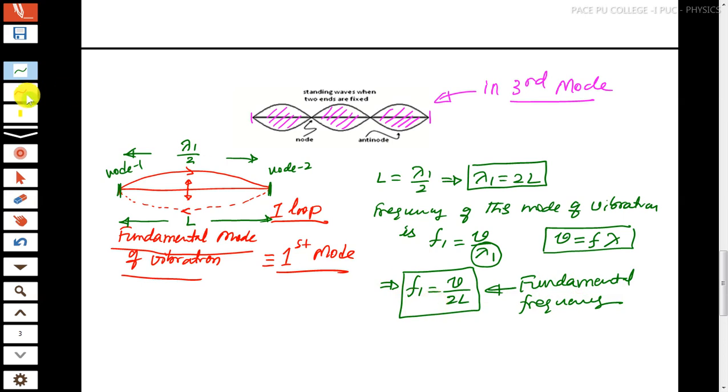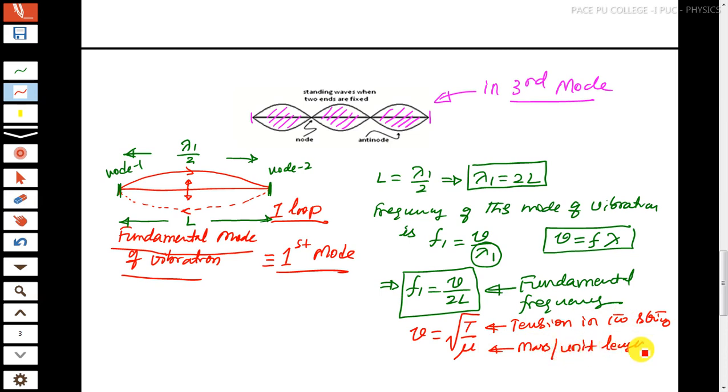The speed of the wave is v equal to f lambda, no doubt, but it is also given by the root of T divided by mu, where T is the tension in the string, and mu is the mass per unit length of the string. So this f1 corresponds to the first mode frequency.